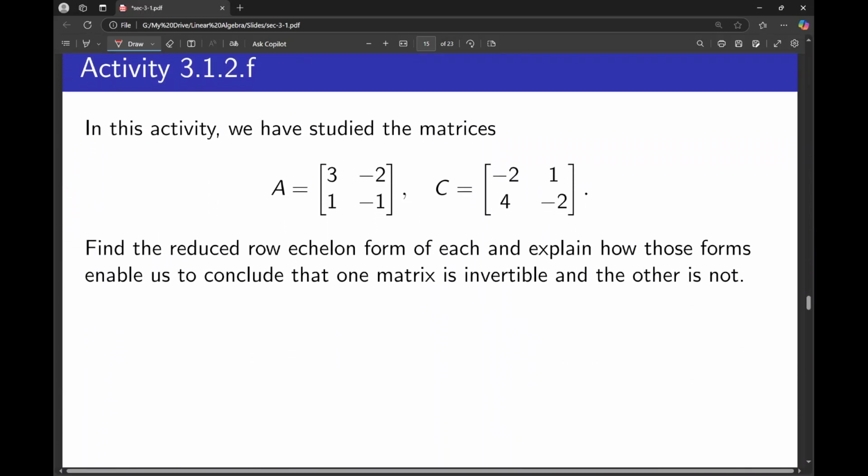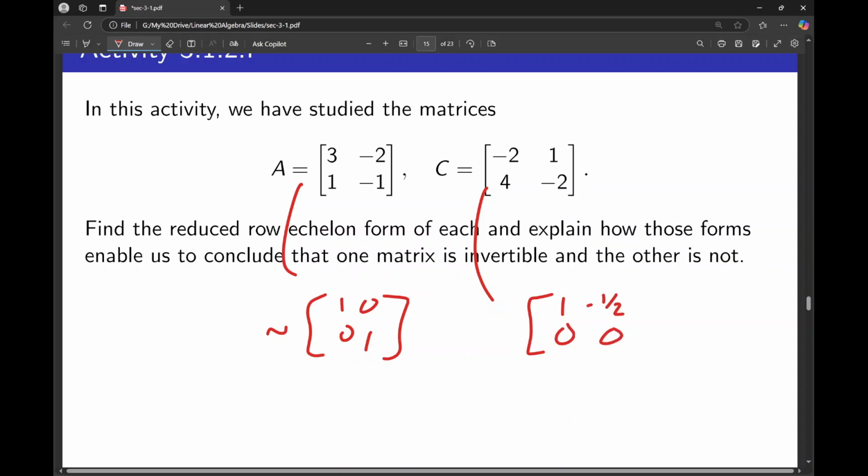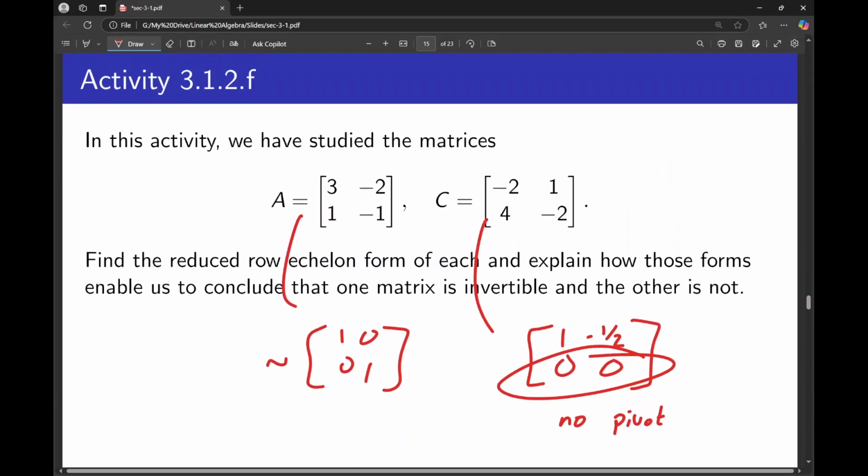So in this activity, we studied the matrices A and C, find the reduced row echelon form of each, and explain how these forms enable us to conclude. So for A, I just happen to know it's going to be 1, 0, 0, 1. And then for C, we already found it. It was 1, negative 1/2, 0, 0. So notice, there's no pivot. If your matrix, when you do Gauss-Jordan elimination, doesn't have a pivot in a row, then you're not going to be able to invert the matrix. Okay, that concludes activity 312F.